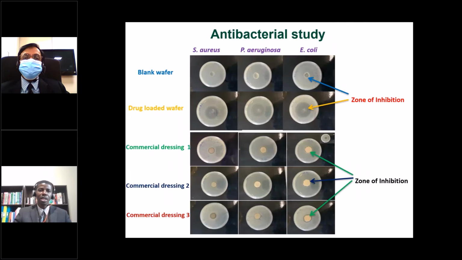And then, as you can see here, when you do the antimicrobial study in vitro, the zone of inhibition is very big for the drug-loaded wafer containing streptomycin and diclofenac. We compared it with 3 commercial dressings, all containing silver. And as you can see, there's a bit of zone of inhibition here, but the commercial dressings are not inhibiting as much as our drug-loaded formulation. And this is due to the synergistic activity produced by the diclofenac on the streptomycin.